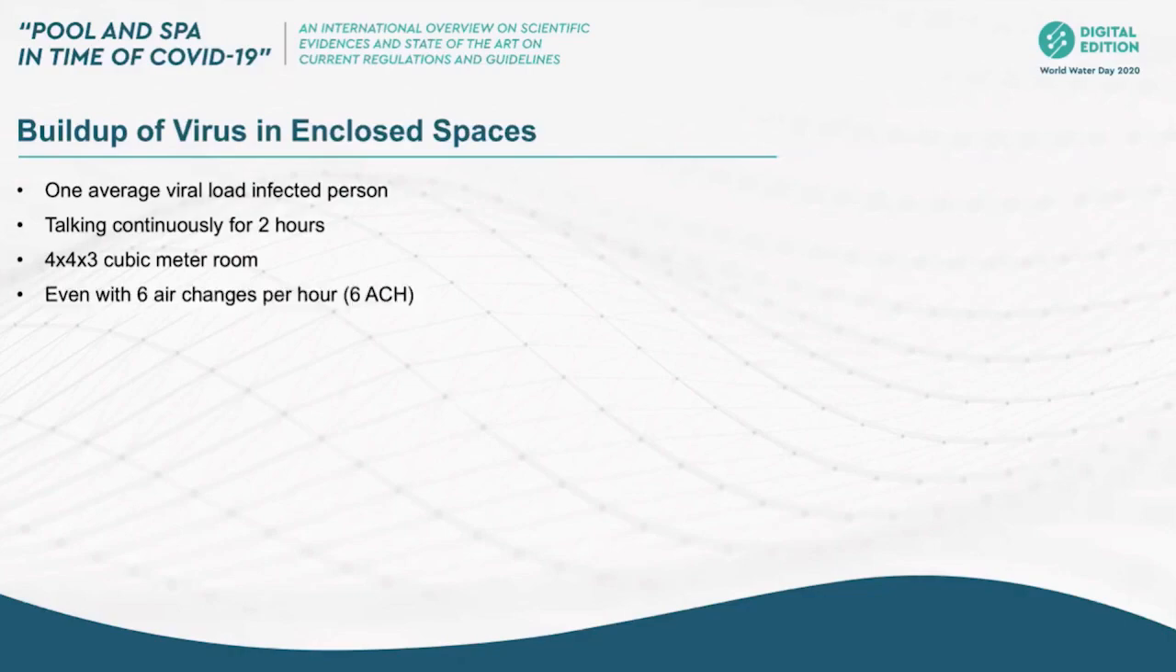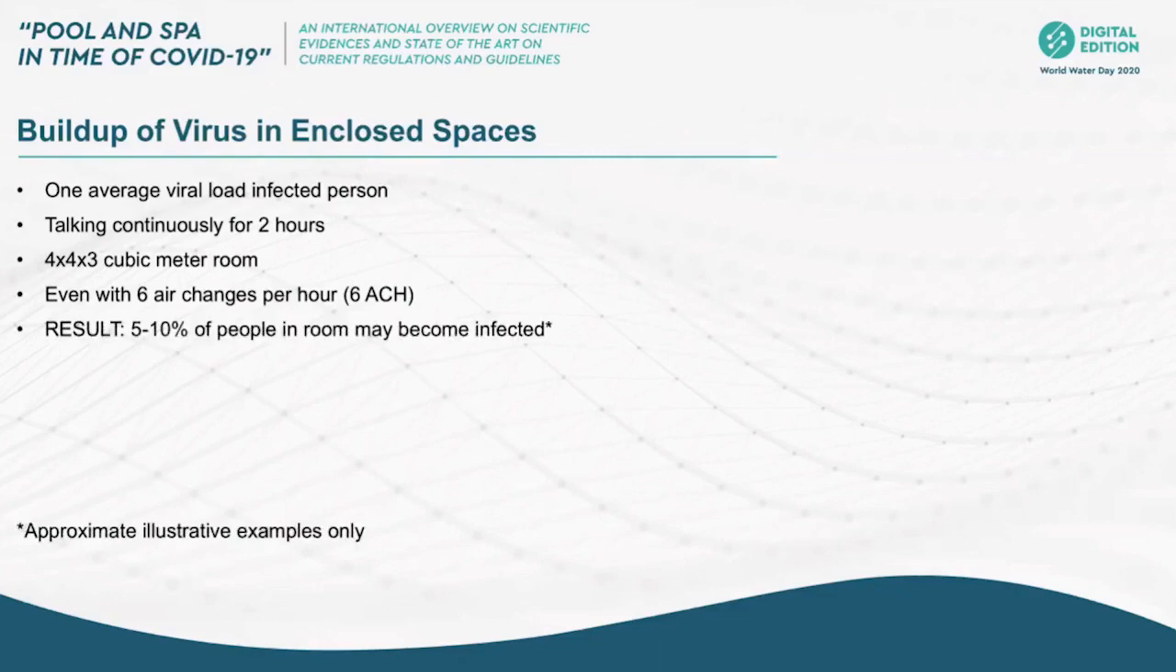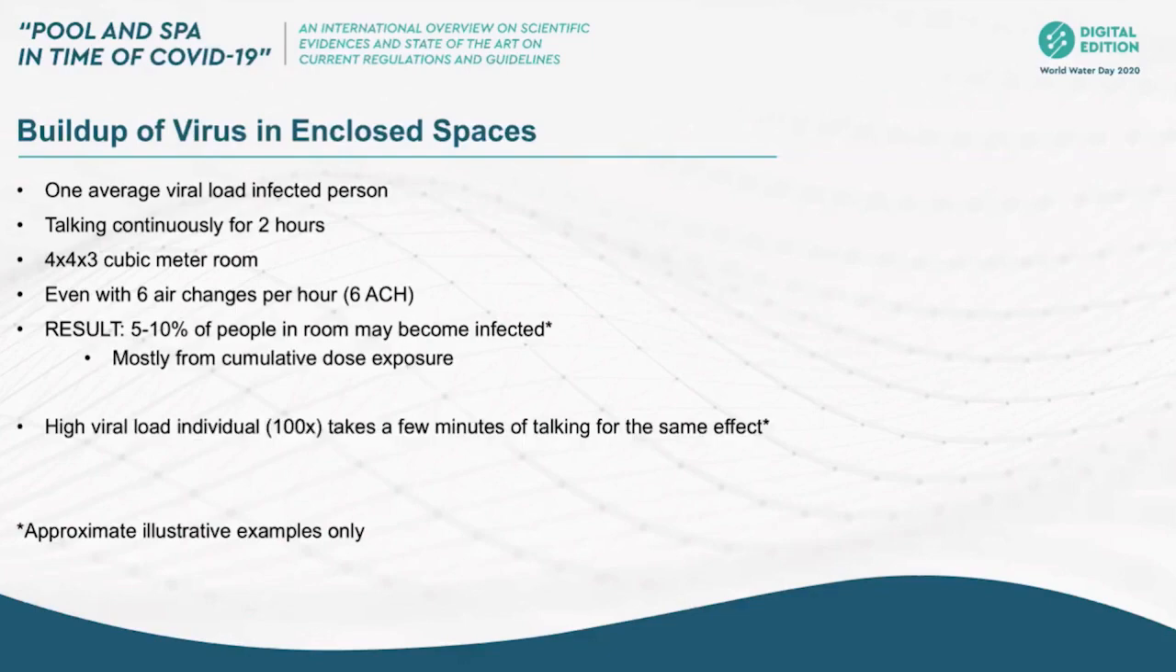And even if you have 6 air changes per hour, a rough calculation shows that about 5 to 10% of the people could get infected, and that's from an average viral load person. This is mostly from the cumulative dose exposure, because you're breathing in and out so much, and you're just accumulating a lot of virus. A high viral load person would take only a few minutes in this same kind of scenario.